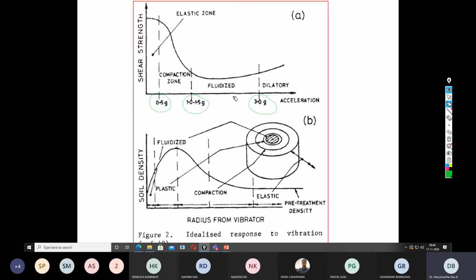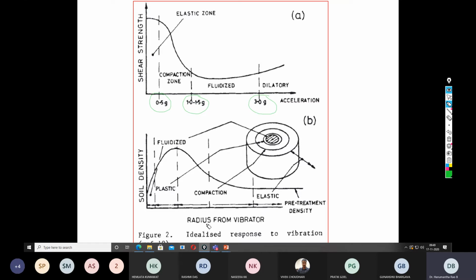Oh, sorry, correct. So this is right adjacent to the vibro probe. So this is the elastic zone, compaction zone, fluidized zone. Correct. So this is dilatory or fluidized. Here, fluidized means everything is in a liquid state or fluid state. Dilatory means there is a small volume change.